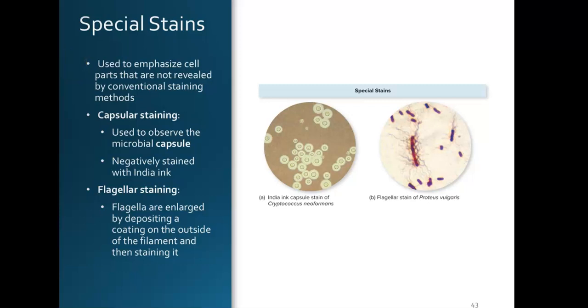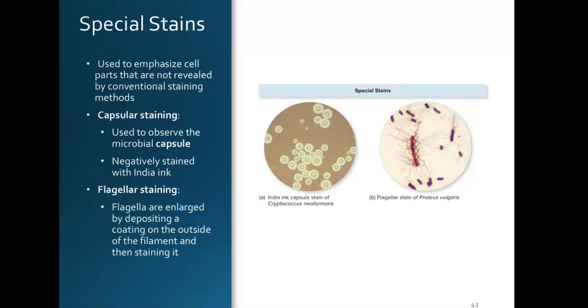Then we have other staining procedures that we classify as special stains. They allow us to color or isolate specific parts of microorganisms, such as endospores or flagella. The first one that we'll talk about is capsular staining. Being able to view the capsule can tell us about the virulence of the microorganism that we're looking at.